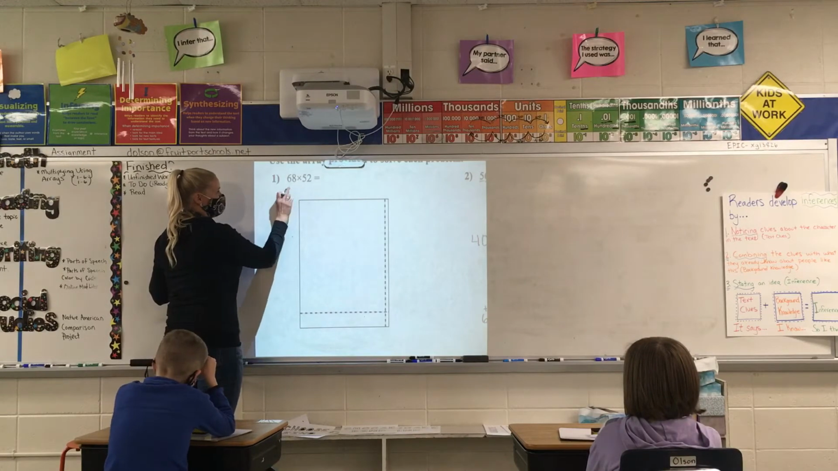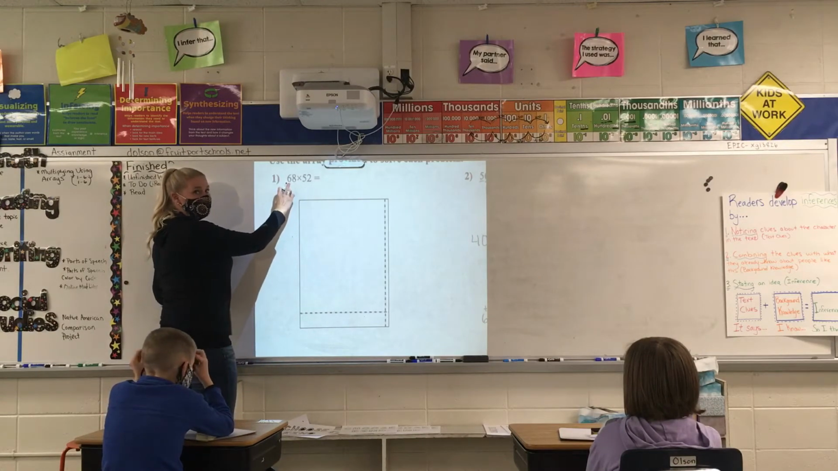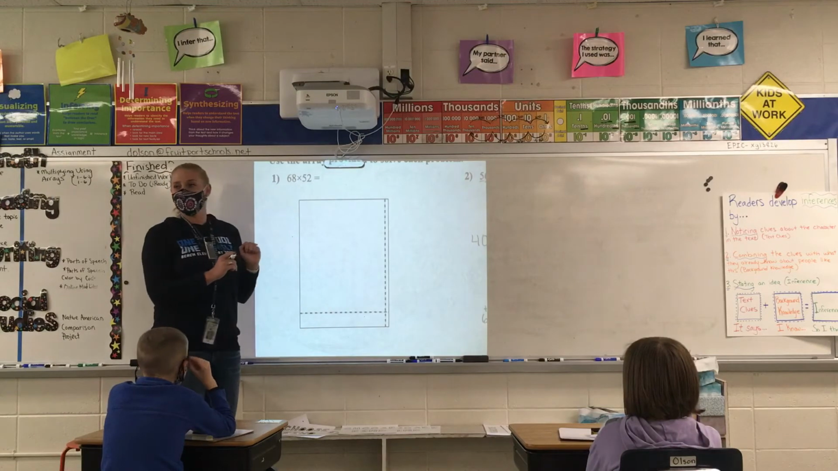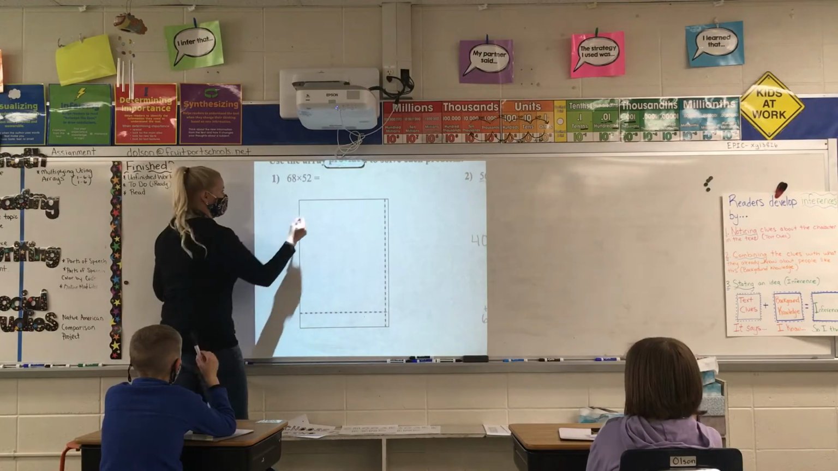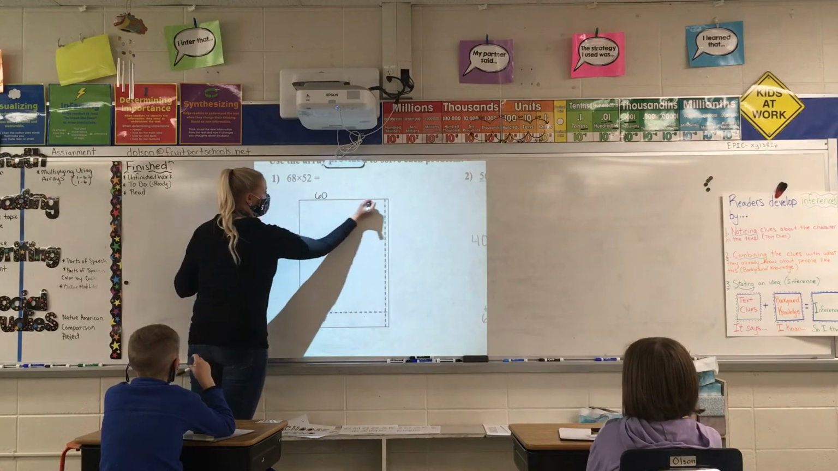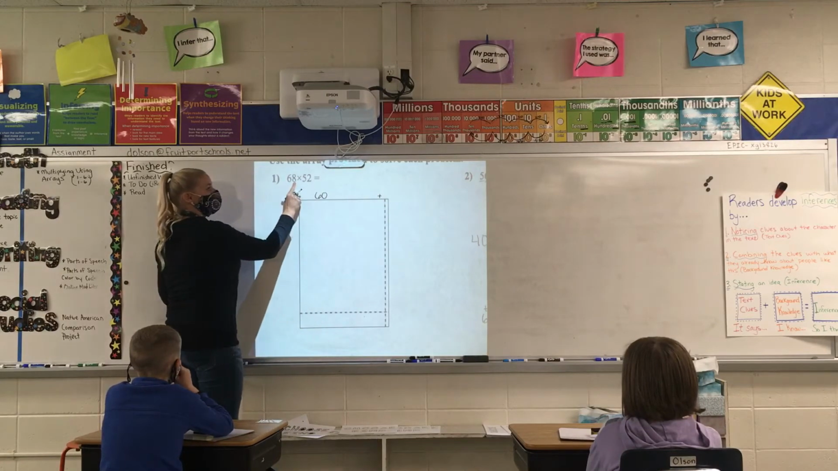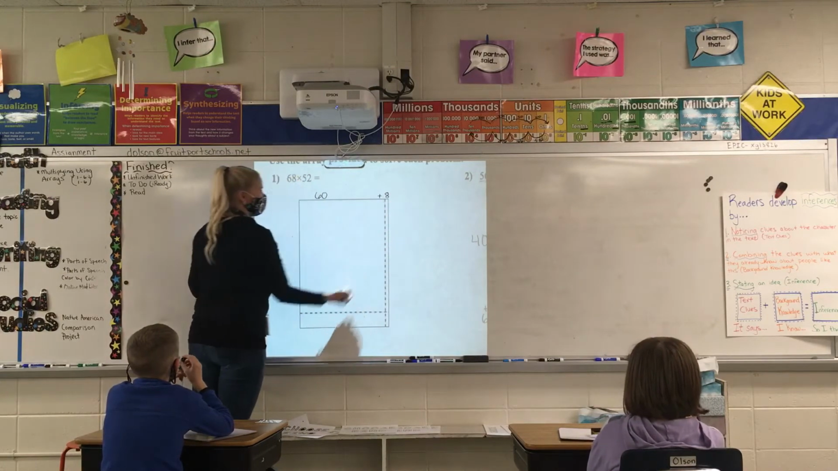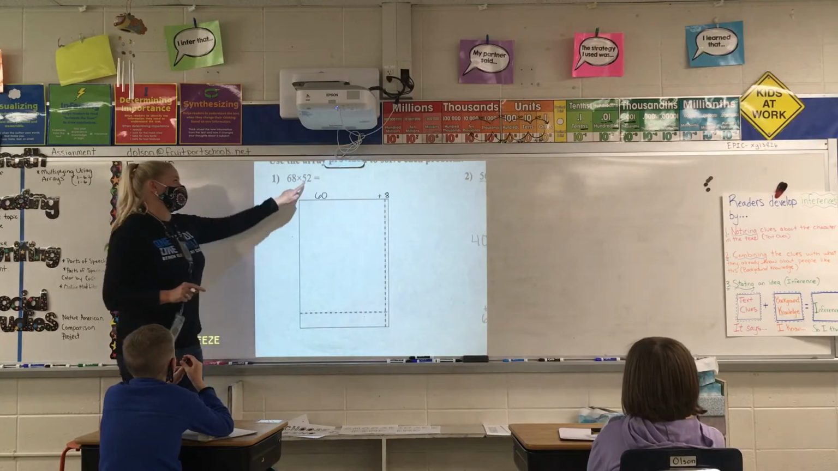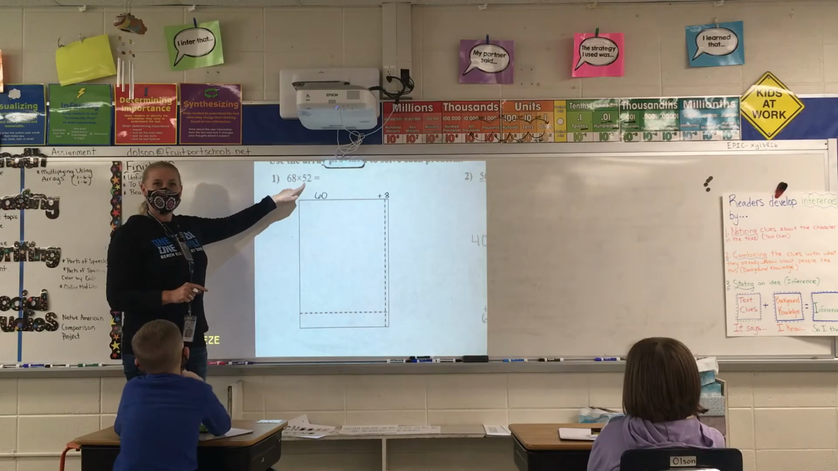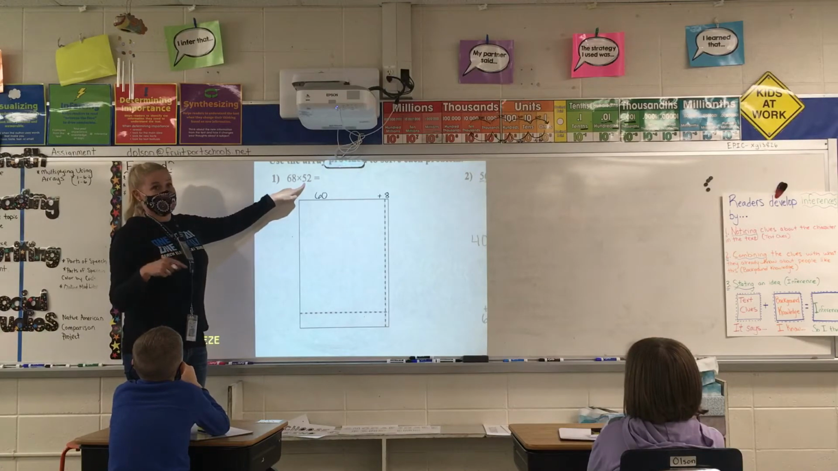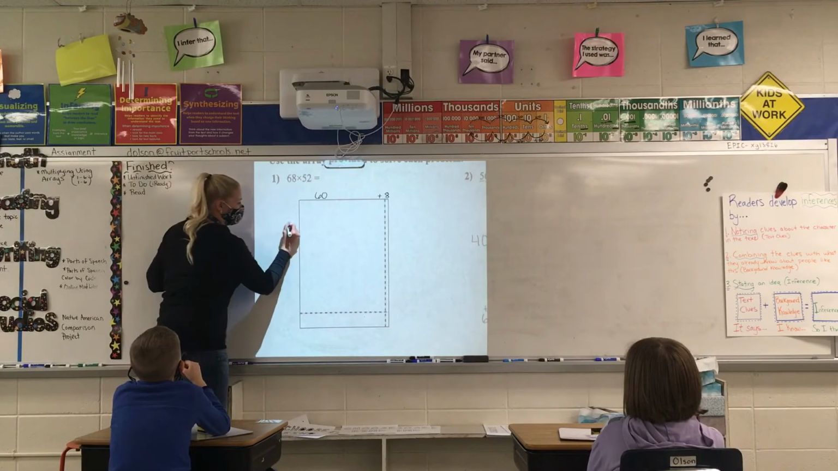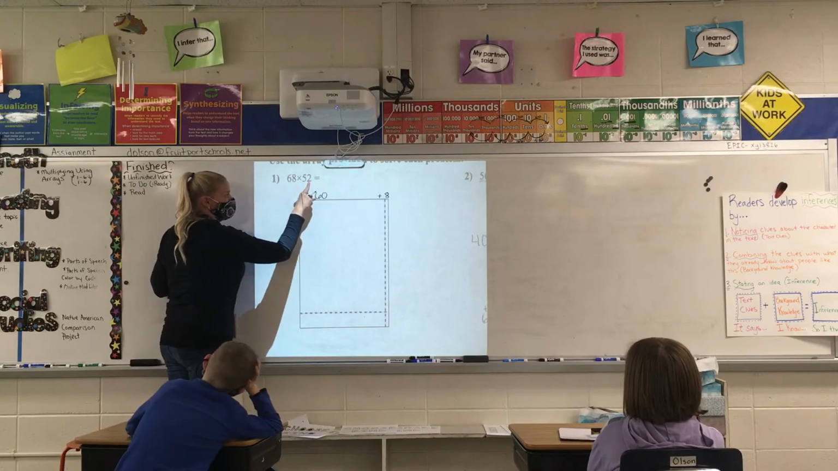So 68, 6 is in the what place value? The tens. How many tens do I have? 6. 6 tens equals what? 60. So I have 60 and then plus, how many ones? 8. Okay? Same thing applies for 52. The 5 is in the what place? Tens. How many 10s do I have? 5. 5 tens is what? 50. I'm going to put a 50 here. And how many ones do I have? 2.